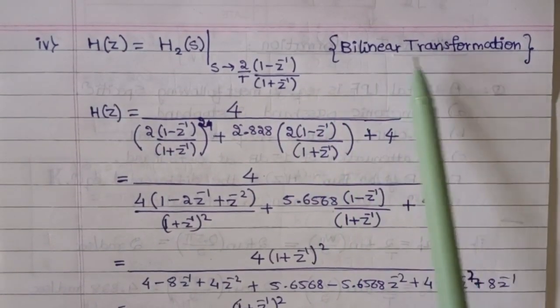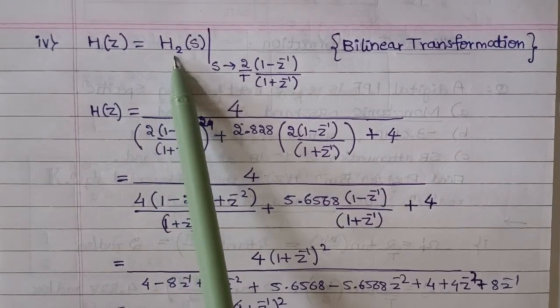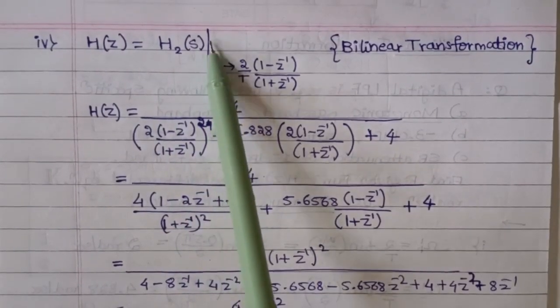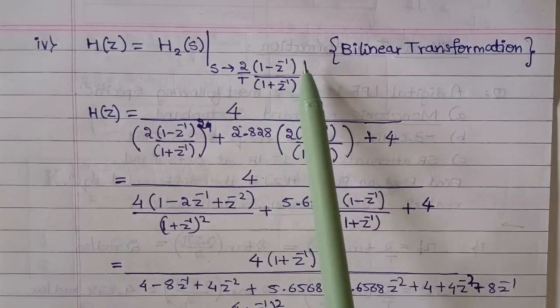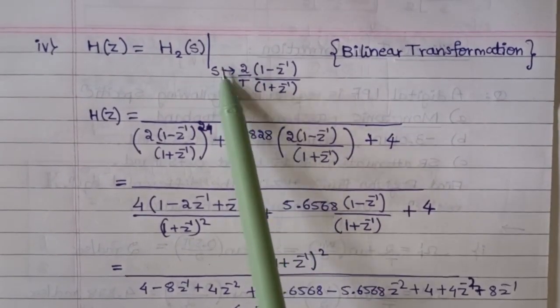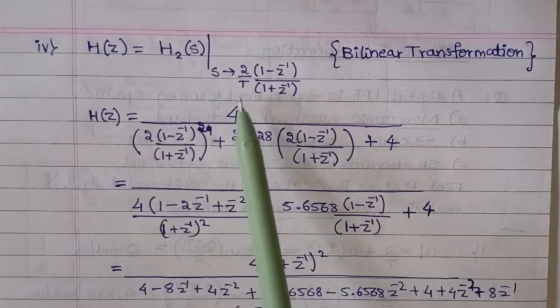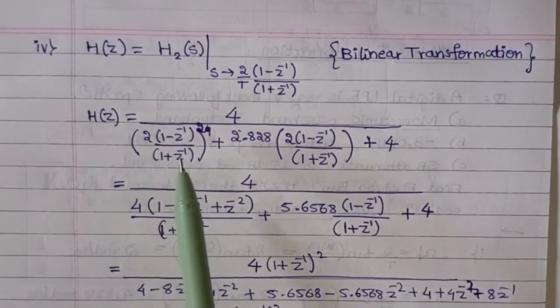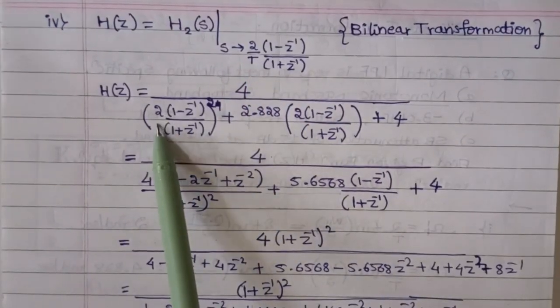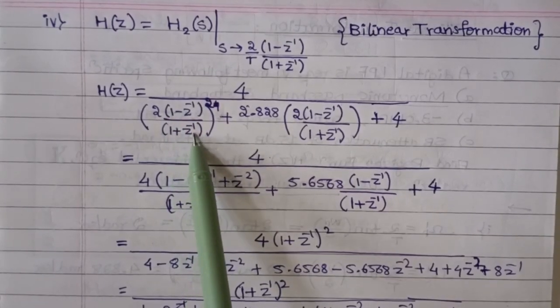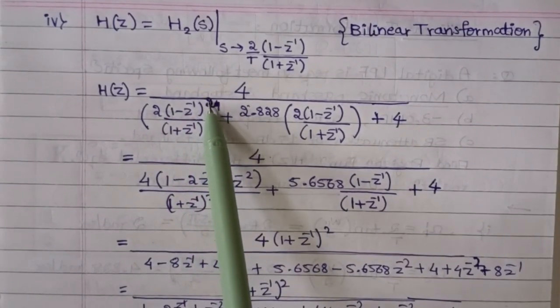For bilinear transformation, the formula is H(z) is equal to H(s) at s is equal to 2 by T, (1 minus z inverse) divided by (1 plus z inverse). Substituting s as this term, by bilinear transformation, we get the digital filter. Since it is s square, 2 by T is 1 second, so 2 by 1 into (1 minus z inverse divided by 1 plus z inverse) whole power 2.